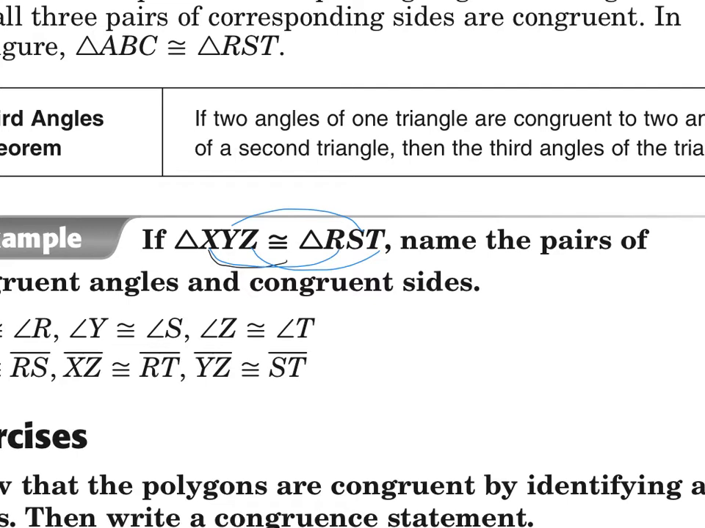We can do the same thing with corresponding sides. XY would correspond to RS. So XY would be congruent to RS. YZ would be congruent to ST, also in the same location of the congruence statement. And then XZ and RT would be congruent, also in the same locations of the congruence statement. Can you look at the picture? Absolutely, but this just gives you a quicker way to do that.